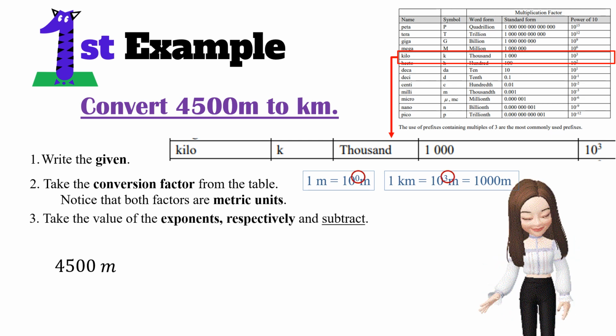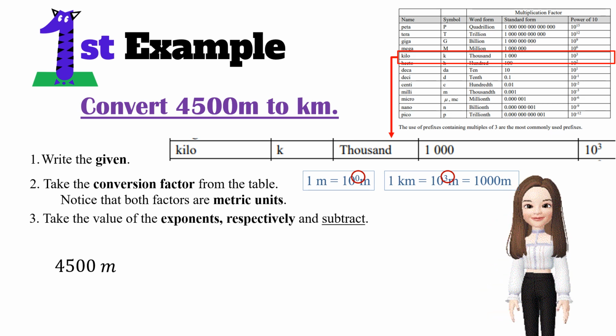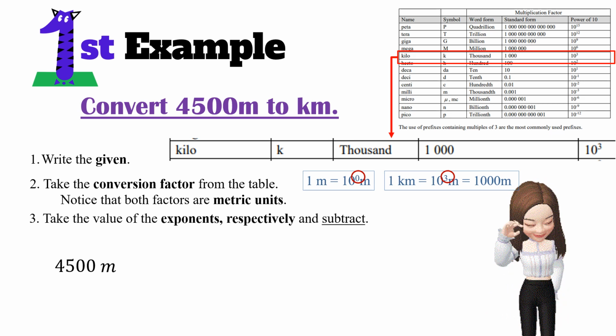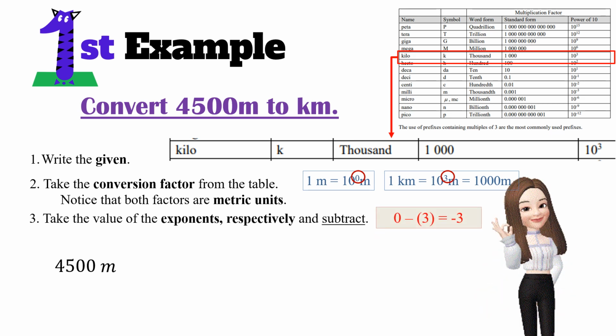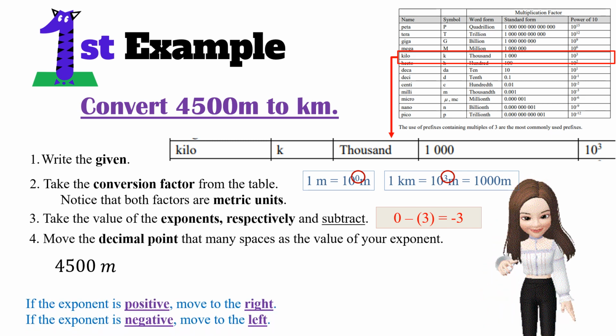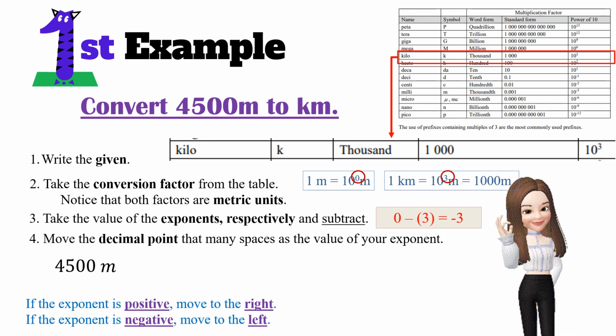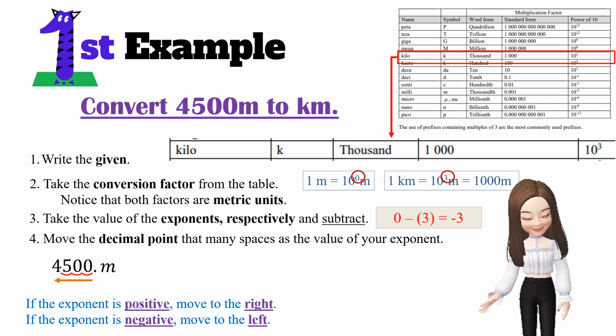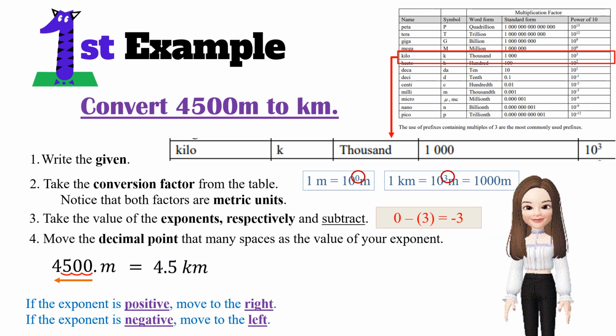Since we are converting from meters to kilometers, we subtract their exponents respectively. Here, we have 0 minus 3 is equal to -3. Now move the decimal point that many spaces as the value of your exponent. So you have here a negative exponent, so you are going to move your decimal point to the left. So the answer now is 4.5 kilometers.